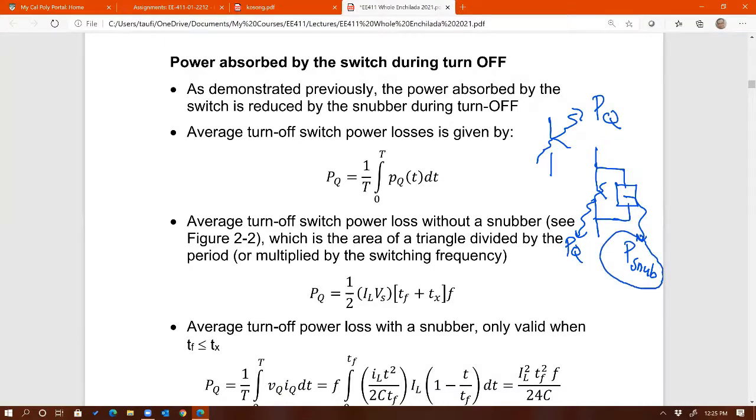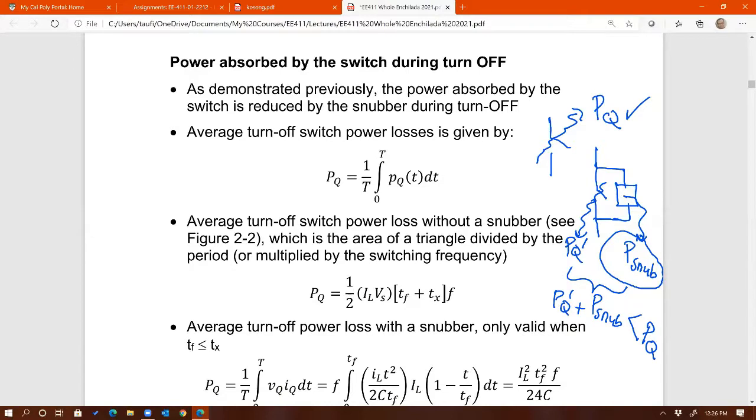That's the question, right? I mentioned last week that just because we are adding a circuit doesn't mean that the total loss will be worse. If you size the snubber components properly, then the total loss from the two, let's say this is PQ prime, PQ prime plus P snub, could be less than PQ, the original loss.